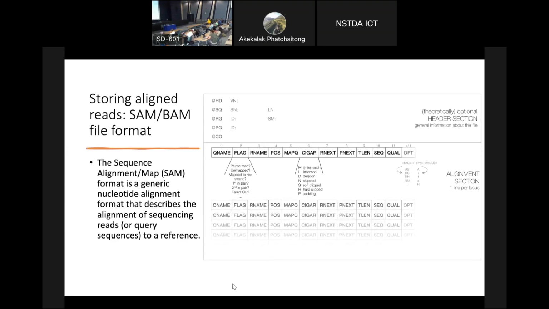Now, once you align, you'll get an output file, as I showed in the workflow earlier, which will be in SAM or BAM format. SAM stands for Sequence Alignment/Map format. It is a generic nucleotide alignment format that describes the alignment of sequencing reads to a reference. It's broken down into two parts: a header section and an alignment section. The header section has a particular format and the alignment section has a particular format to be followed.